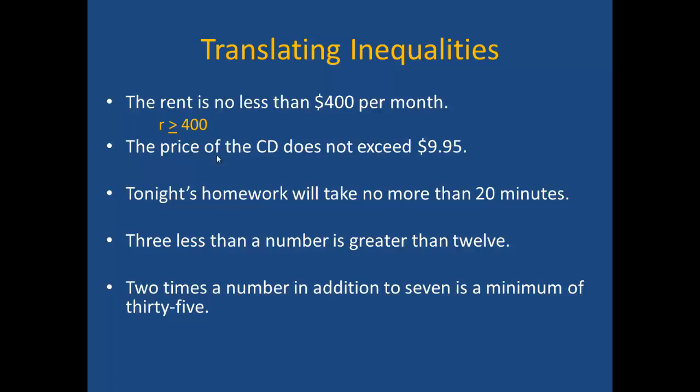In our second example, the price of the CD does not exceed $9.95. When we say it does not exceed, it means it can't be more than that. So our price, P, would be less than or equal to $9.95. In our third example, tonight's homework will take no more than 20 minutes. We say that M for minutes is less than or equal to 20. This means that the number of minutes could be equal to 20 or it could be less than 20, and that matches no more than.